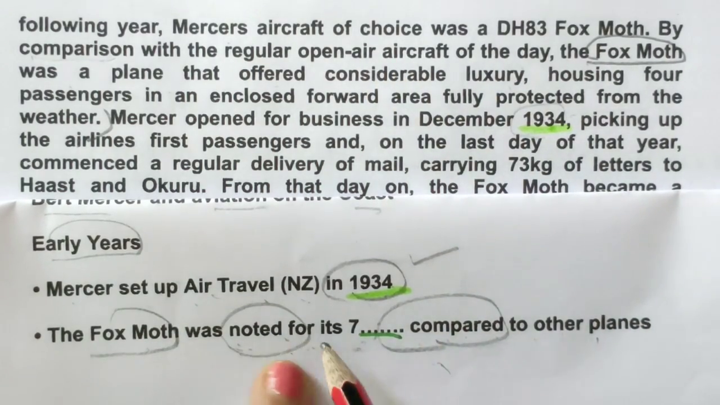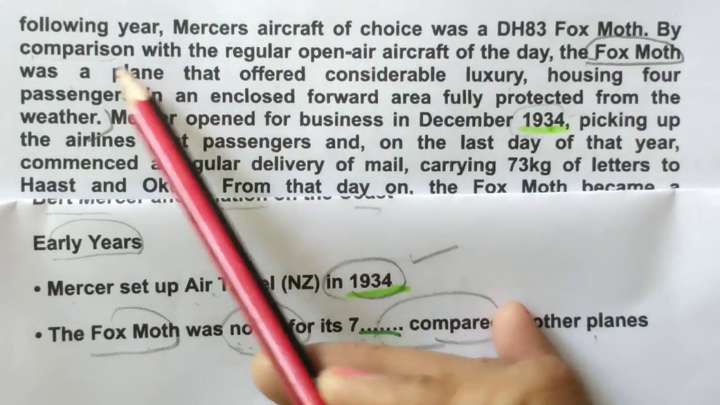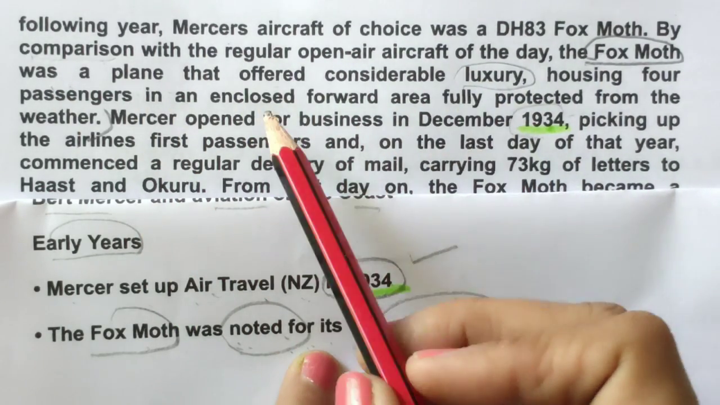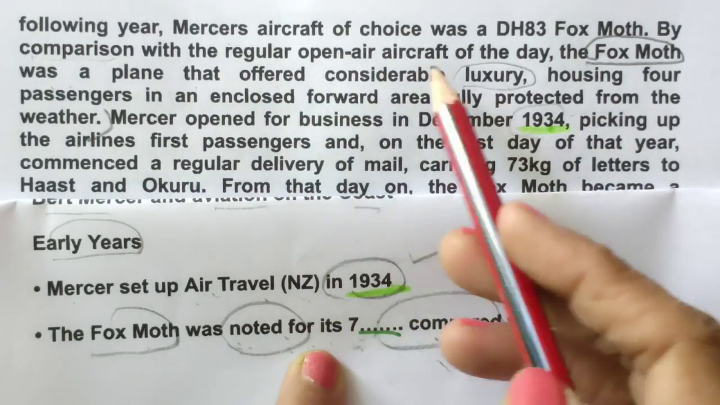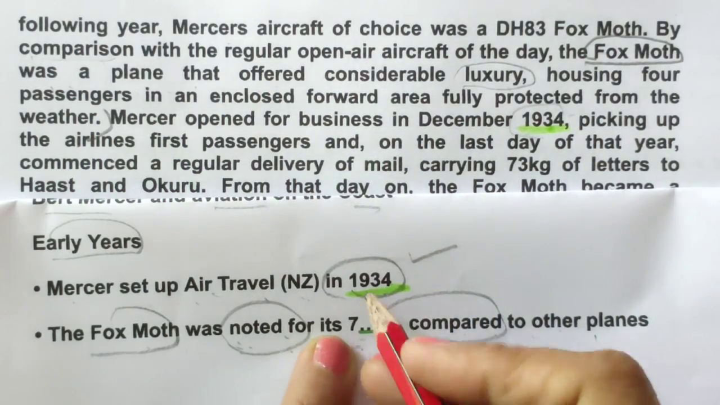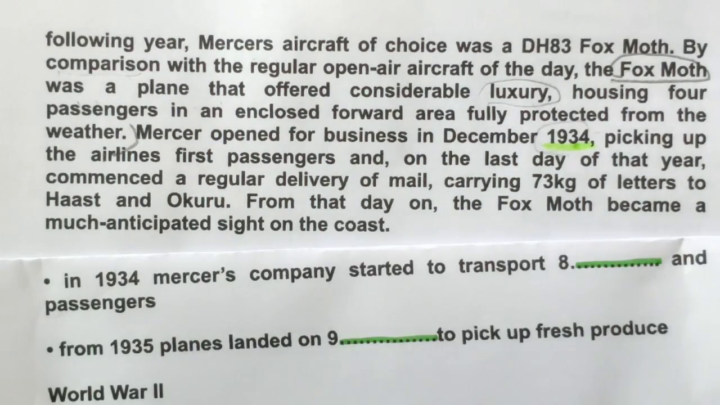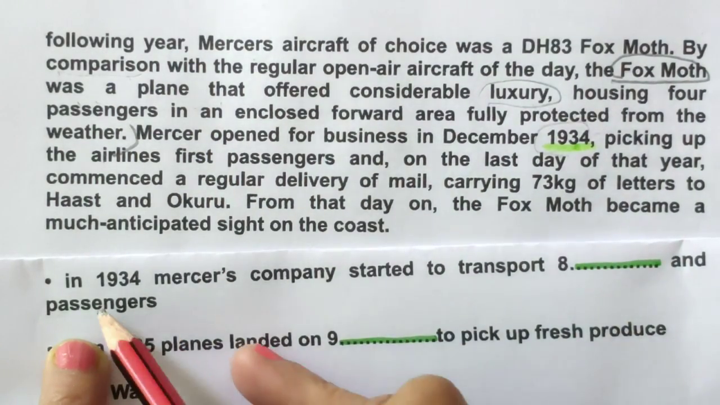Noted means for its what? The Fox Moth was a plane that offered considerable luxury. Luxury will come because that is what was offered. So it's noted for its luxury, we will just write here. So this is luxury. So for the next question, number 8, fill in the blanks.